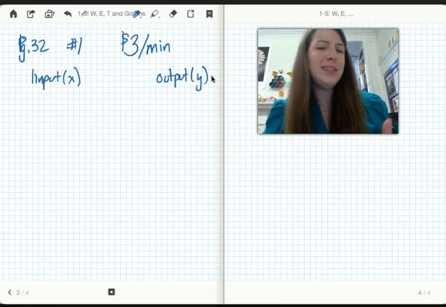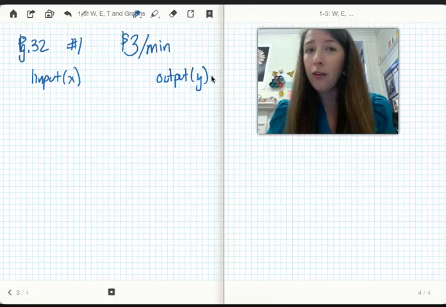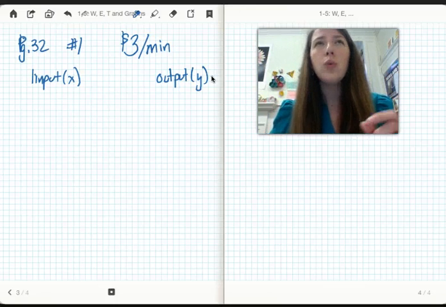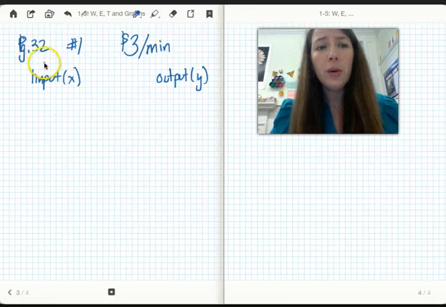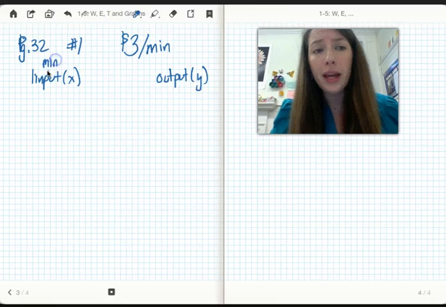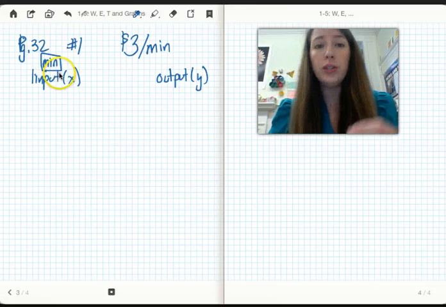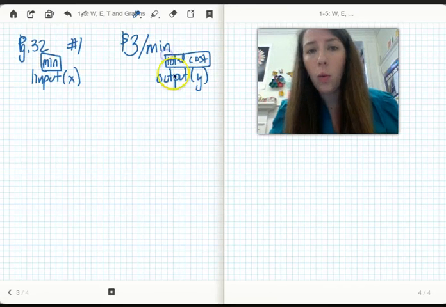So what is input? Well, if it's $3 a minute, I'm probably calculating how much a phone call is going to cost me. So that would be my end result, which means I need to know the number of minutes that I'm on the phone. So it would make sense that the number of minutes will represent X because that's what I need to determine the total cost of the phone call. So total cost is Y.